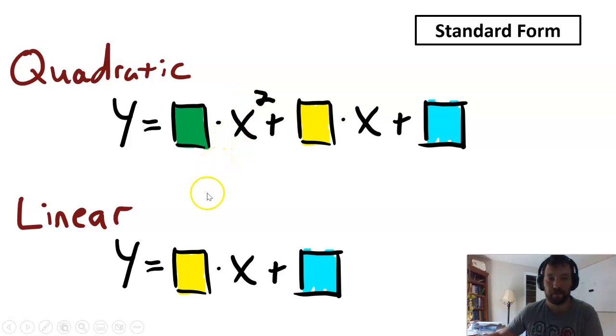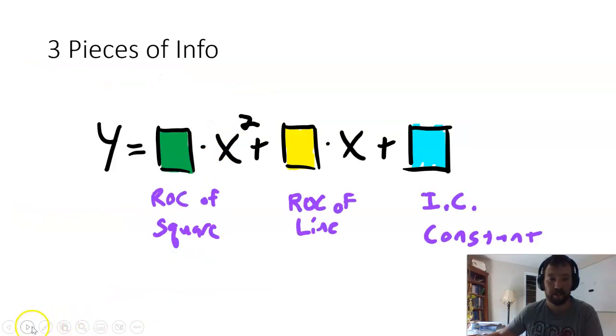Okay, so 3 pieces of info for a quadratic, 2 pieces of info for a linear, and I've summarized it here. What you want to look at is you want to think about each of these parts of the model as telling you something different about the pattern. The blue box tells you this sort of constant term, this initial condition. The yellow box, when it's just a linear, we said this is just the rate of change.